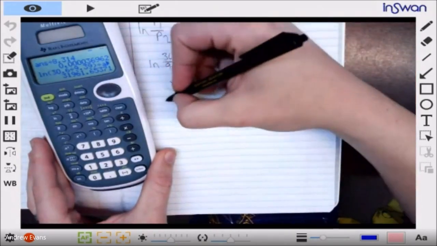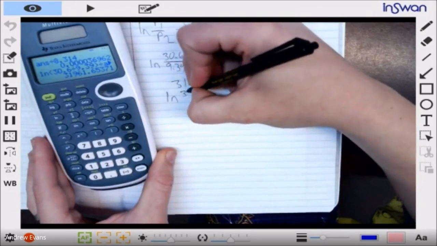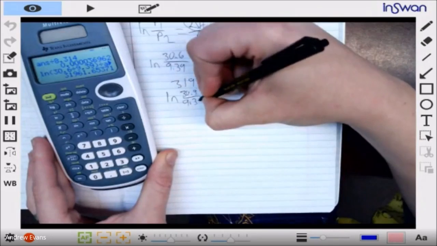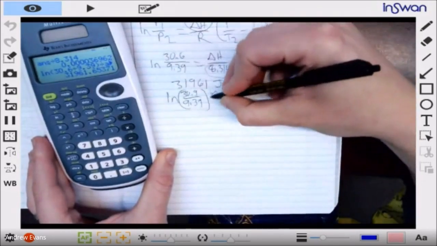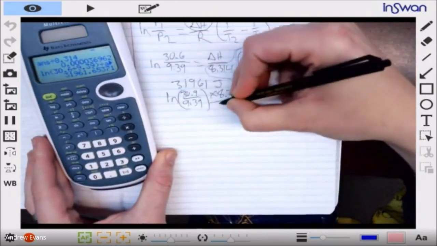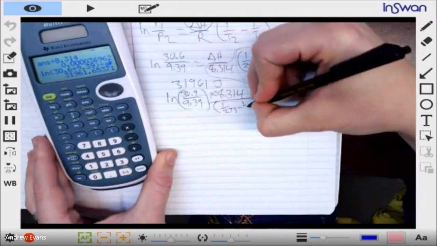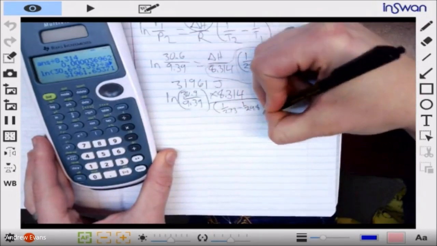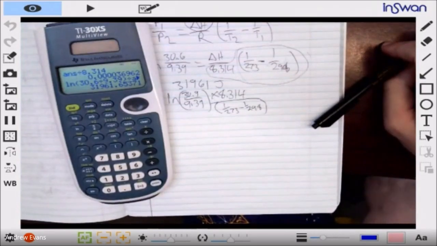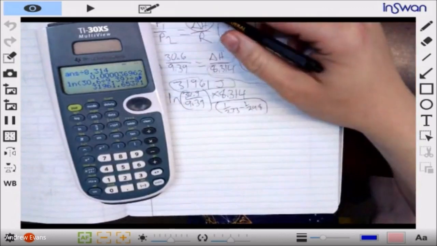If I retype that, ln 30.9 over 9.39, I'll type this into my calculator. Times 8.314 divided by 1 over 273 minus 1 over 298. Typing that in gives you this number.